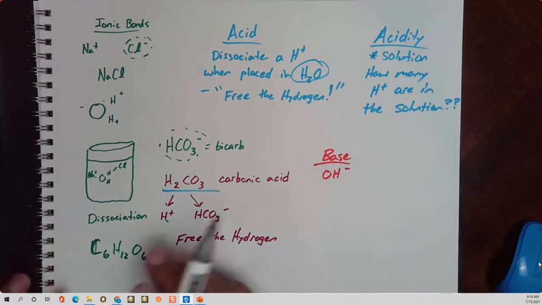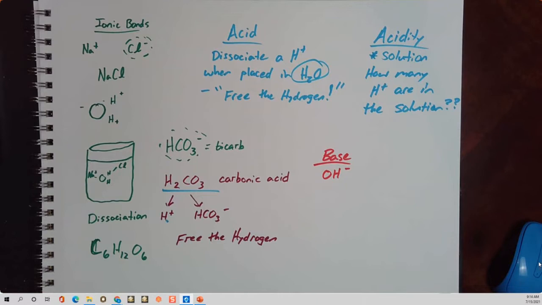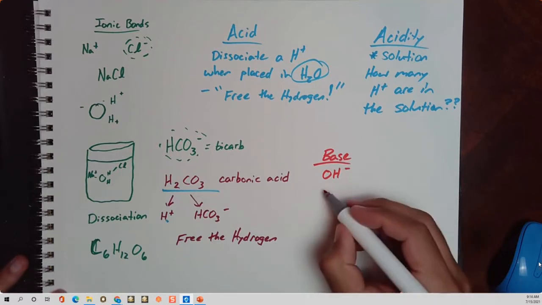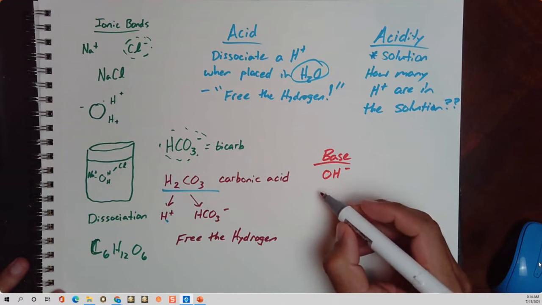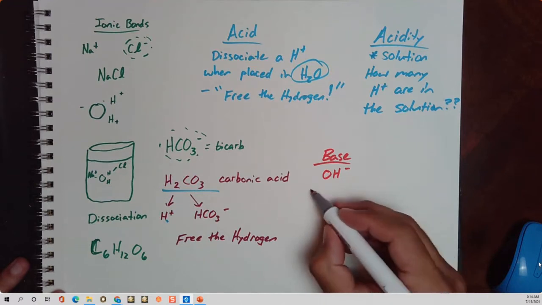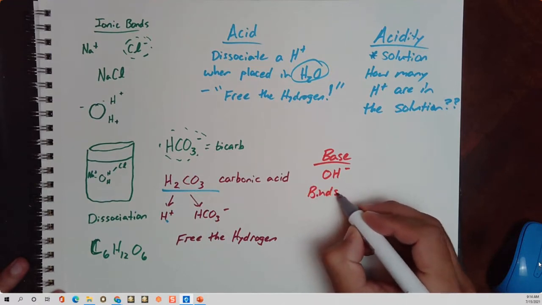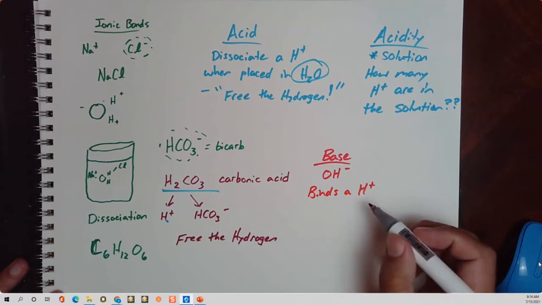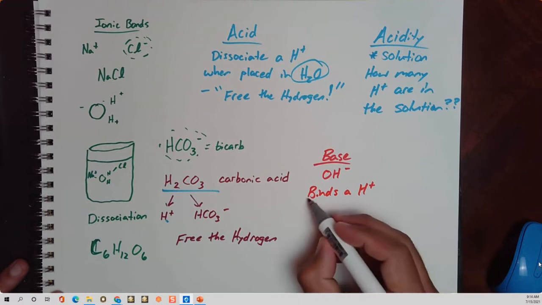So we can kind of bypass that whole OH craziness, right? We don't want to have to deal with hydroxyl groups and all that sort of stuff. So we can end up defining a base as something that will bind a hydrogen. It's going to take that hydrogen out of solution. Does that make sense?